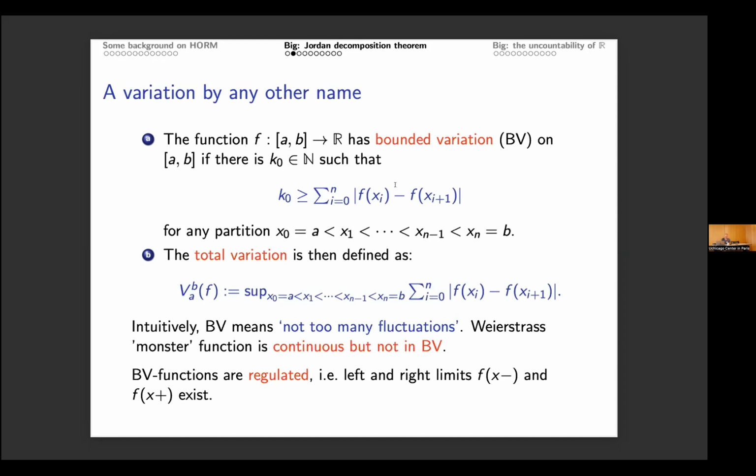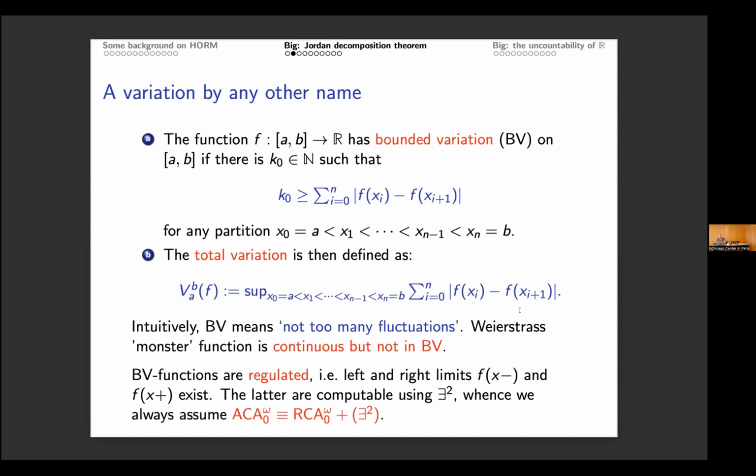And you can compute them using Kleene E2. So if you have higher order arithmetical comprehension, these limits always exist. And that's a good sign, which means we can study the notion of bounded variation and regulated functions. We can study this in ACA0 omega. That's a good sign. And again, this insight is due to Dag Normann, for example.